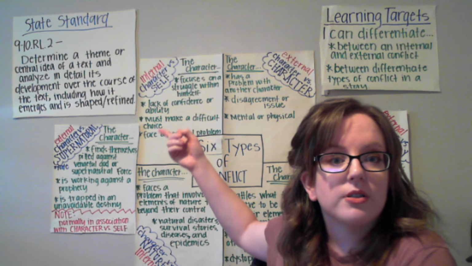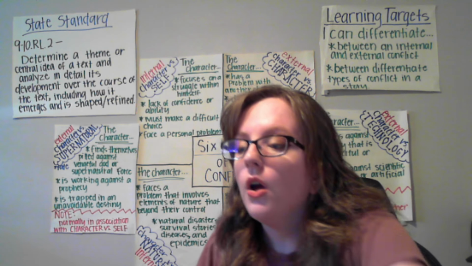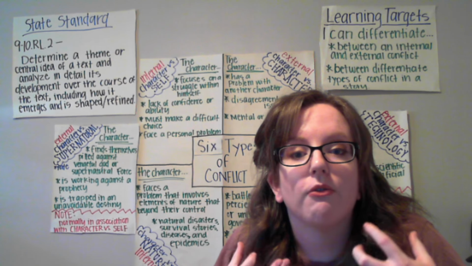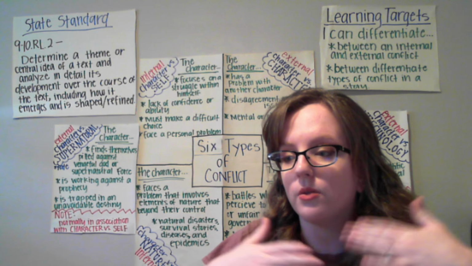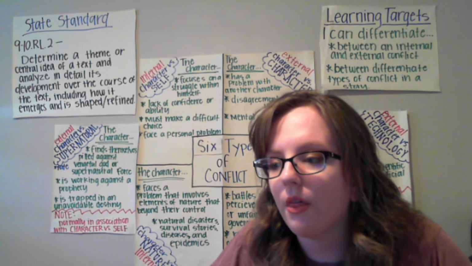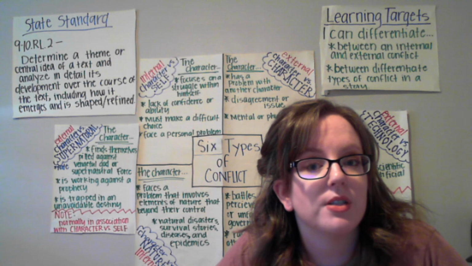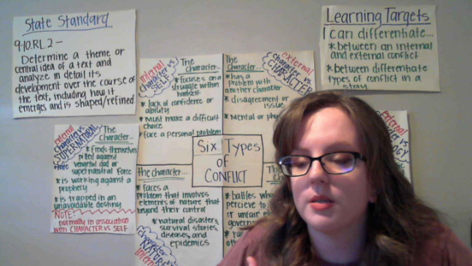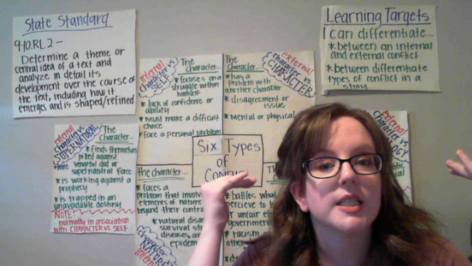So our standard is going to be determining a theme or central idea of a text and analyzing it in detail. And the reason that conflict is so important, I really want you guys to just have a firm grasp on it, is because the way that theme, or the relationship between you and the text and human experience, is going to be developed by an author is through tension or conflict. So being able to understand and identify the different types of conflicts in a text is going to be really important. So I feel like some of the understanding is really just understanding what each conflict is.